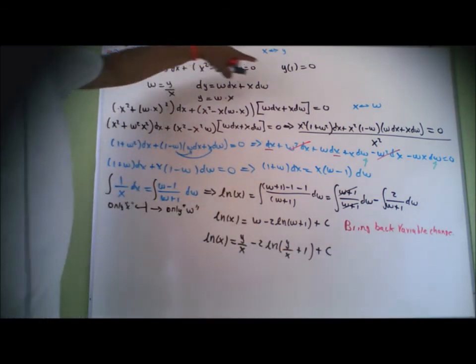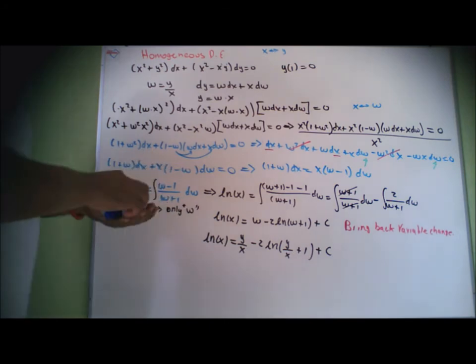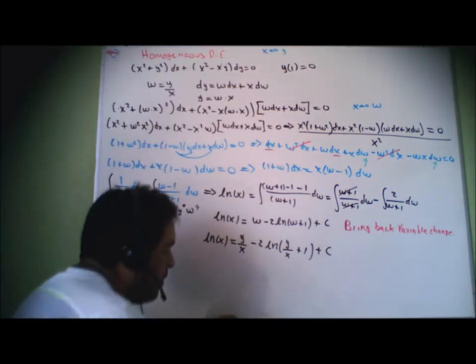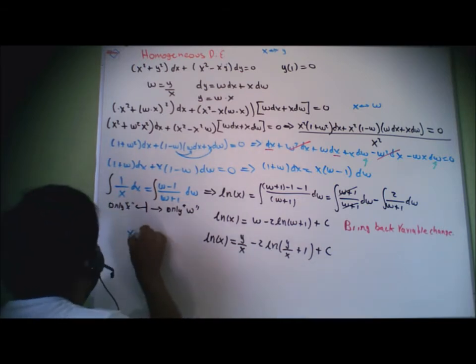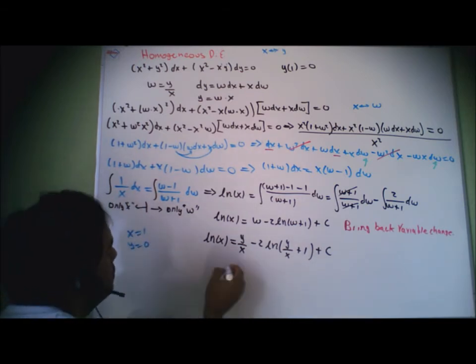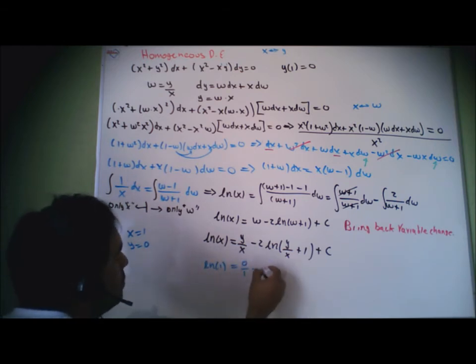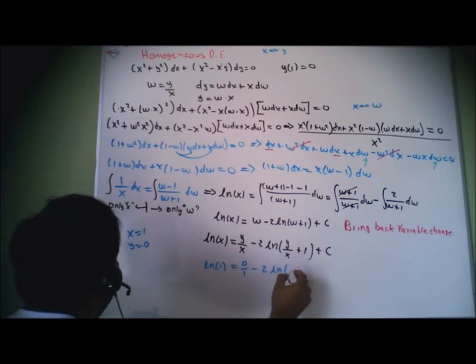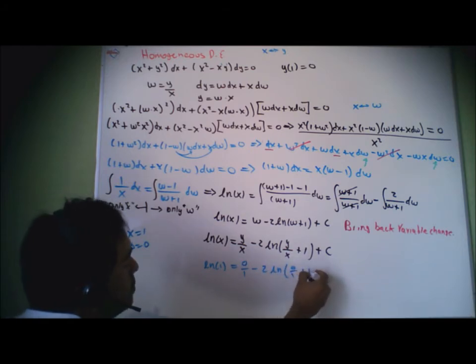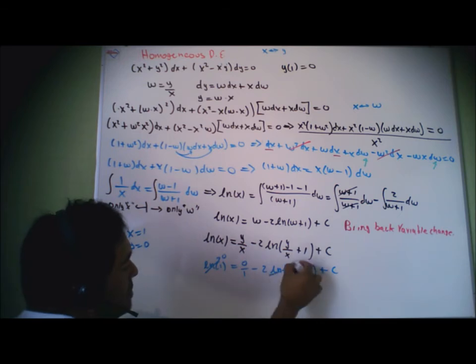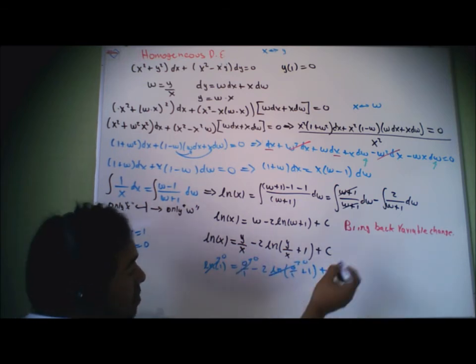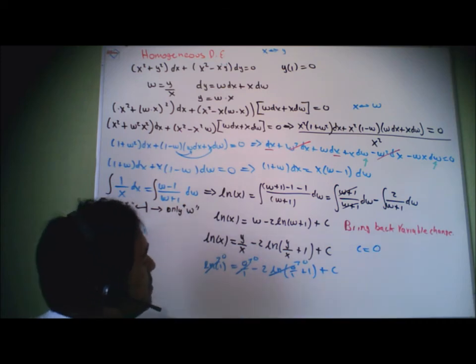Because this problem is giving us the initial condition, let's calculate the constant. So it's very easy, engineers. So from here, I'm going to replace just the values of that. So x is equal to 1, while y is equal to 0. So it's going to be the natural logarithm of 1 equal to 0 over 1 minus 2 times the natural logarithm of 0 over 1 plus 1, plus the constant. Now the natural logarithm of 1 is equal to 0, and here is the natural logarithm of 1, so this is 0, and this is also 0. So the constant happens to be just 0.